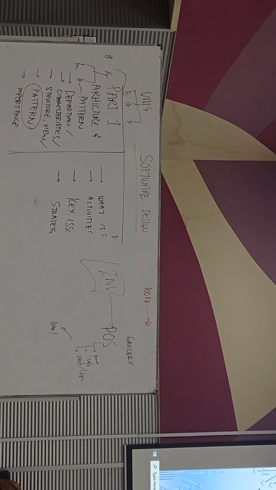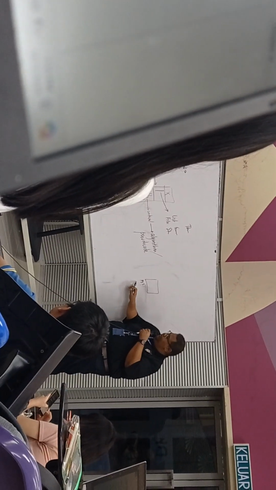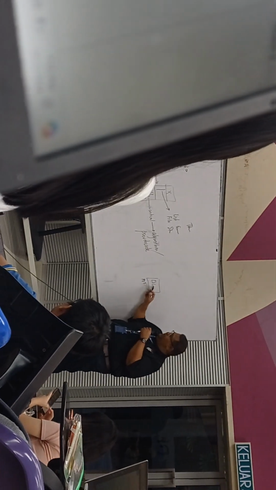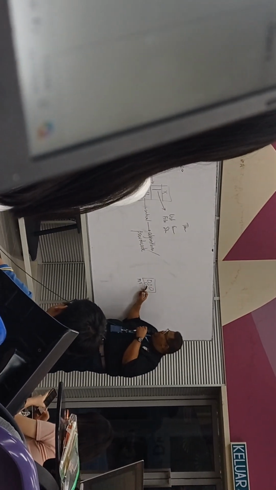Now this is my POS. I need to know what the elements under the POS are in the legacy system. Let's say I identify that inside this POS, point of sale, there are 5 major components.